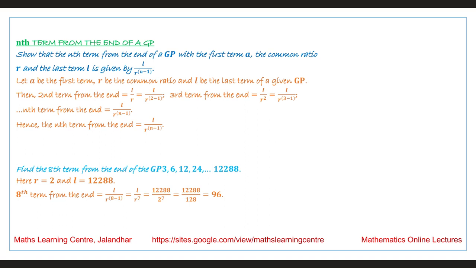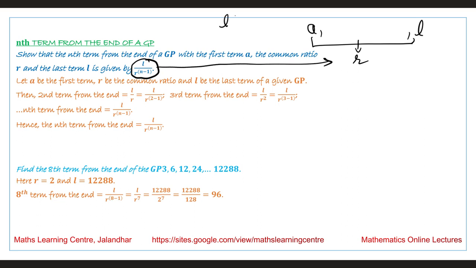Suppose there is a GP whose first term is A and the last term is L, and the common ratio of this GP is R. Then we are claiming that the nth term from the end of this GP is given by the formula L over R raised to the power n minus 1. So the last term we have is L.